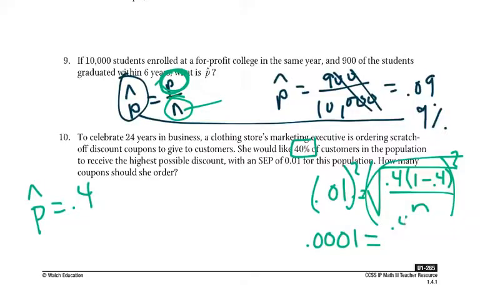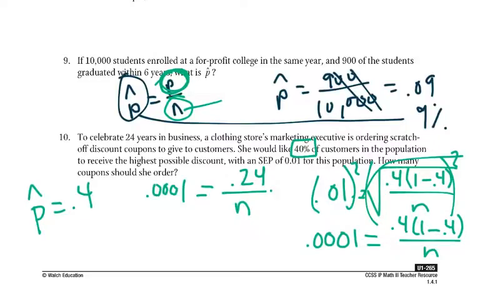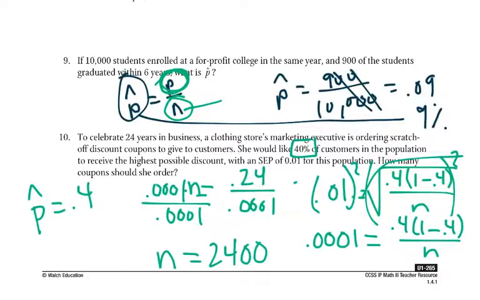Squared would take away this square root, so 0.4 times 1 minus 0.4 over n. So 0.4 times 1 minus 0.4 would give us 0.24. So we have 0.24 over n equals 0.0001. We times by n on both sides, those cancel. Then we divide by 0.0001 to give us what n is. So 0.24 divided by 0.0001 gives us 2,400. Now, what does that 2,400 mean? That's how many customers, coupons she should order for her customers.